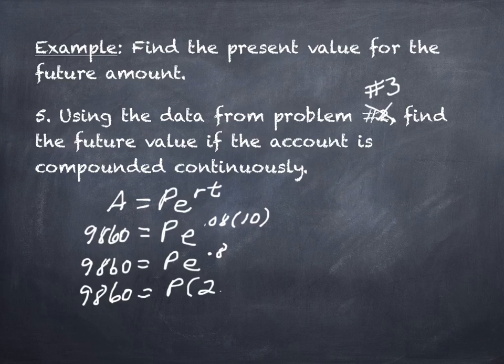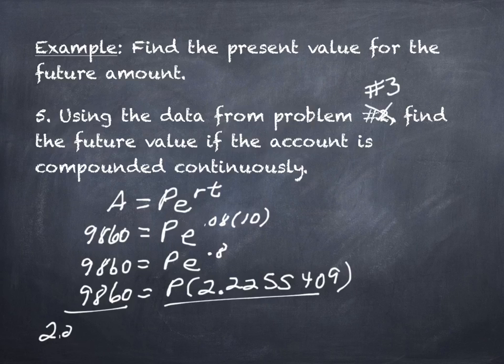When it gives you an expression, I want to know what that expression is. 2.2255409. Good thing I have e to the x power on my calculator. Again, we want to keep at least 6, 7 decimals for accuracy purposes. All right. We're at the same point we were before when I said there's a little bit of algebra to do. What algebra do you have to do at this point? You're dividing. So you're going to divide by 2.2255409.